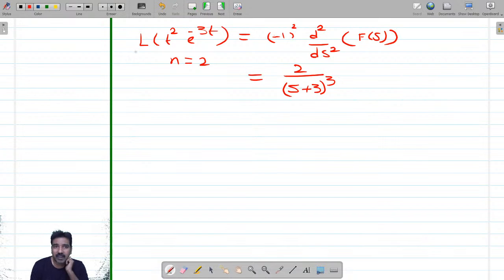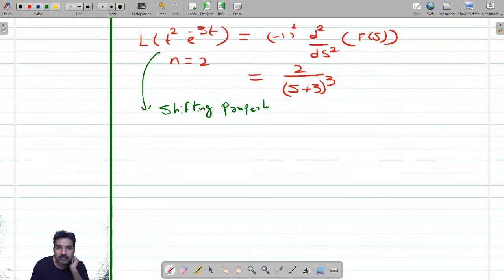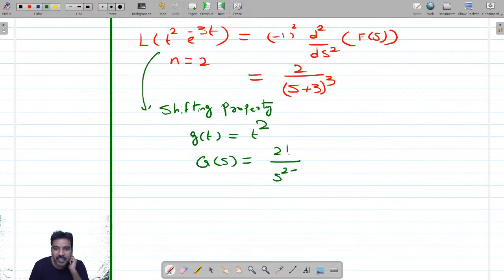Even the same problem can be done by using which property? This is in the form Laplace of e power at into f of t. The same problem I can apply shifting property also. So in that case, I can take z of t equal to t square. So in that case, what is its Laplace transform? Let me call it capital G of s. This is Laplace of this. So this is 2 factorial divided by s power 2 plus 1. So this is 2 by s cube.